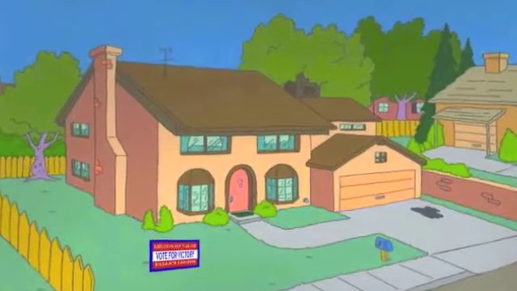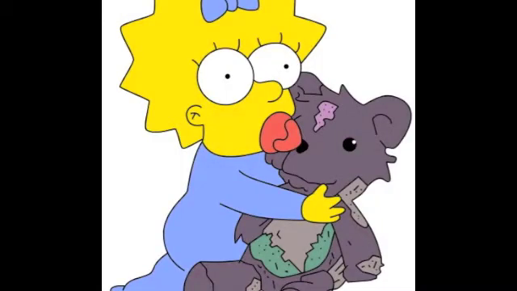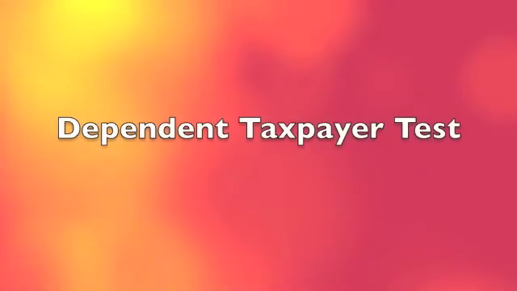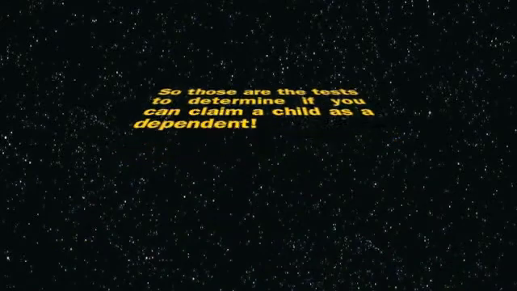To meet this test, the child must have lived with you for more than half of the year. Test number 7, the support test. To meet this test, the child must not have provided more than half of his or her own support. Dependent taxpayer test. So those are the tests to determine if you can claim a child as a dependent.